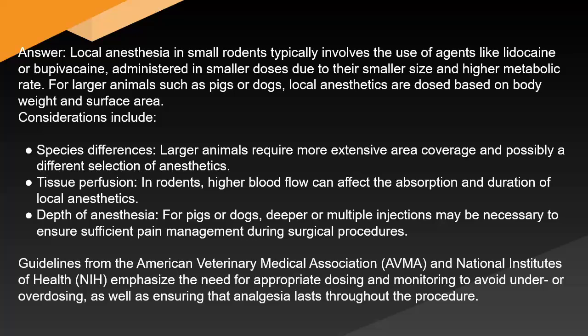For larger animals such as pigs or dogs, local anesthetics are dosed based on body weight and surface area. Considerations include species differences. Larger animals require more extensive area coverage and possibly a different selection of anesthetics. Tissue perfusion. In rodents, higher blood flow can affect the absorption and duration of local anesthetics. Depth of anesthesia. For pigs or dogs, deeper or multiple injections may be necessary to ensure sufficient pain management during surgical procedures. Guidelines from the American Veterinary Medical Association (AVMA) and National Institutes of Health emphasize the need for appropriate dosing and monitoring to avoid under or overdosing, as well as ensuring that analgesia lasts throughout the procedure.